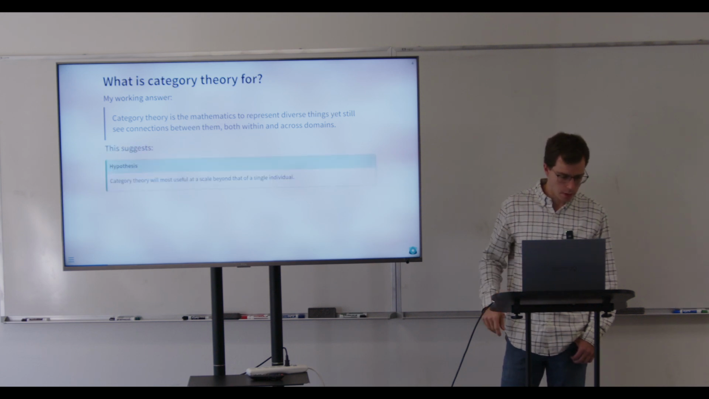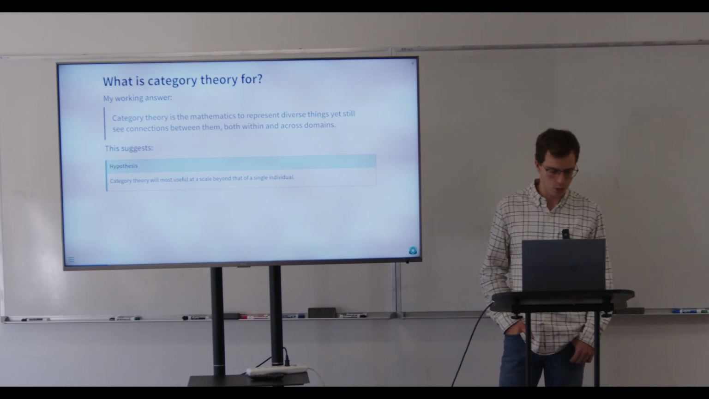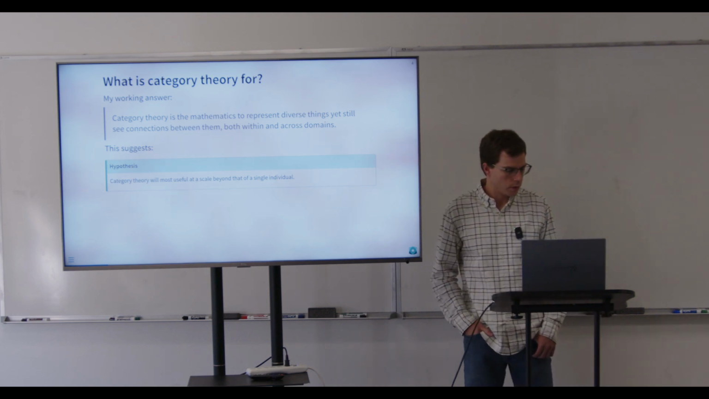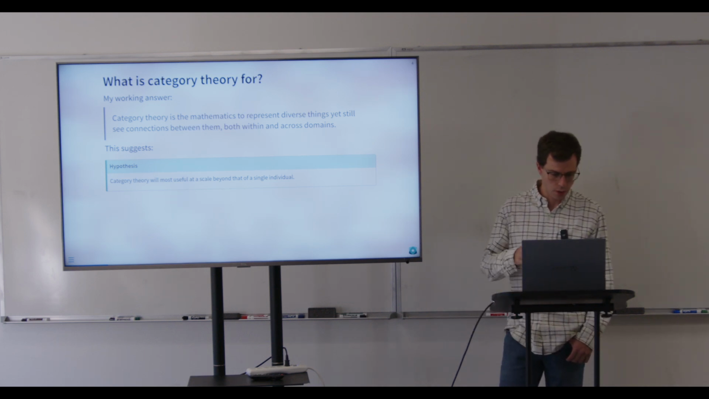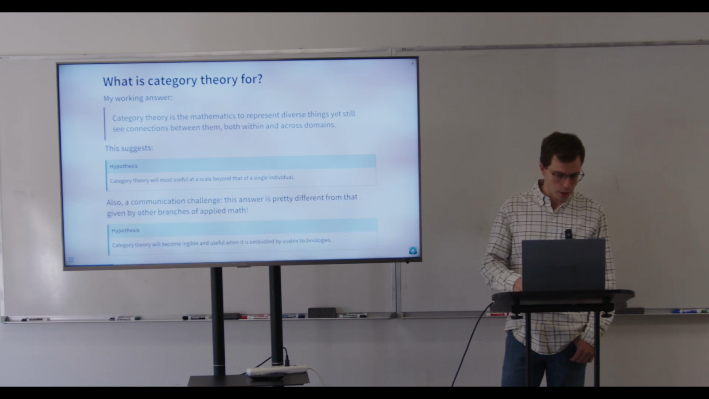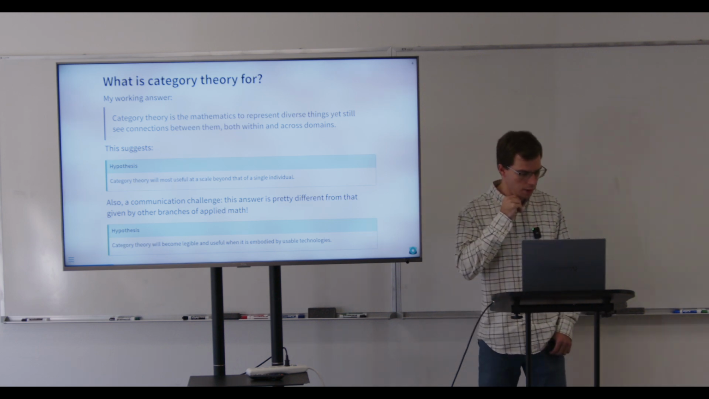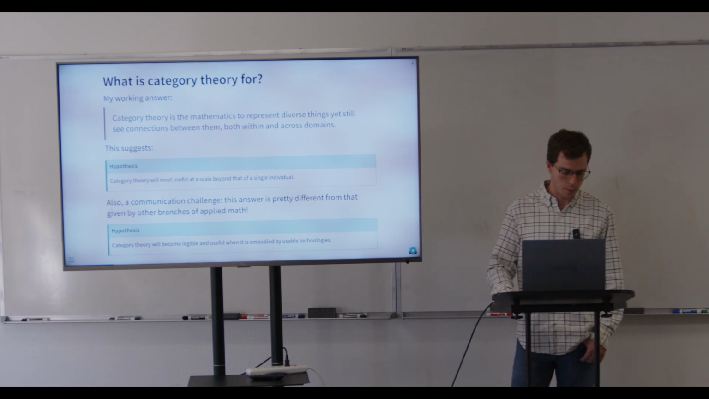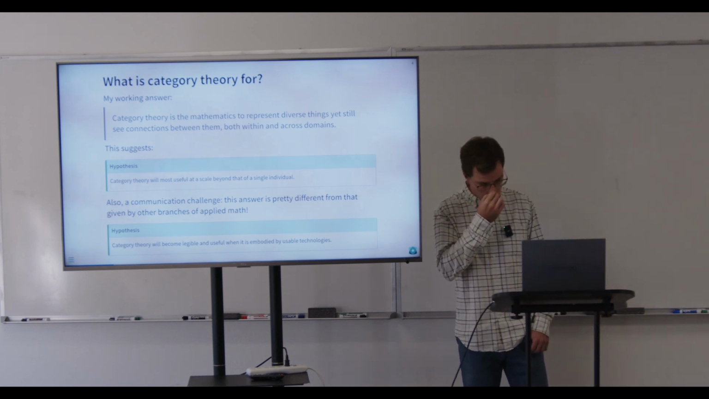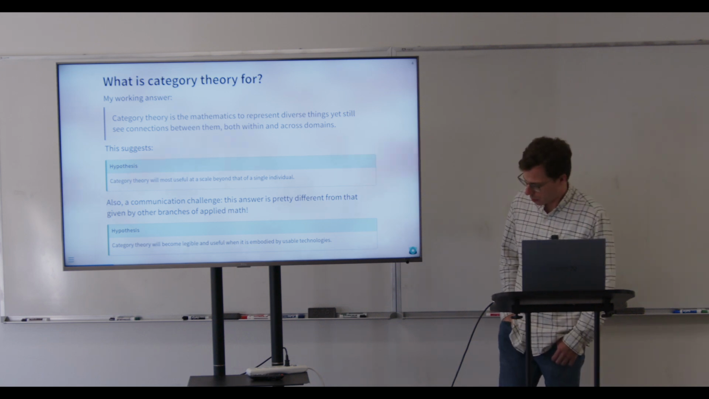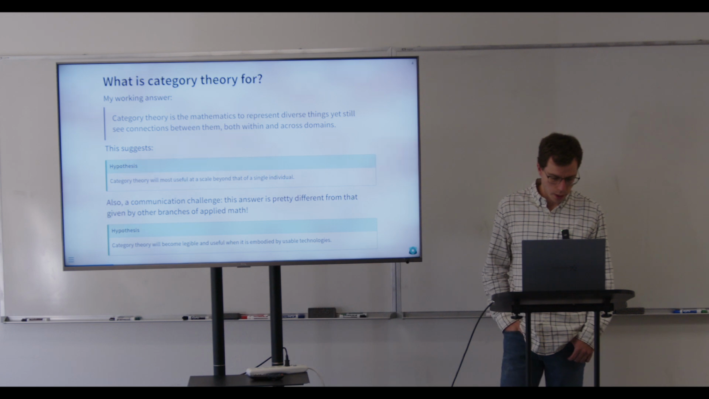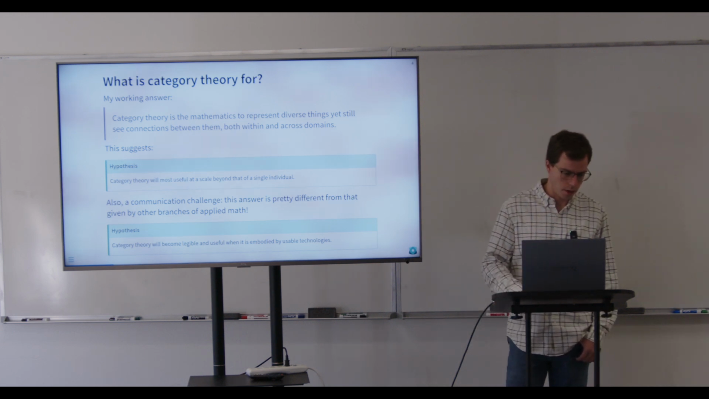And so if that's the case, this seems to suggest that category theory will be most useful at a scale beyond that of a single individual. Because if you're just working on your own, if you can hold everything in your own head, maybe you don't need this superstructure to help organize things. You can just muddle through. But that also perhaps explains why we have a communication challenge. This answer is a pretty different sort of answer than other branches of applied mathematics might give for why people do it. And so this makes me think that category theory will become legible to people, and it will become useful, when it's embodied by technologies that make it usable.